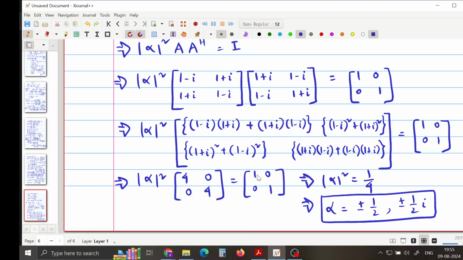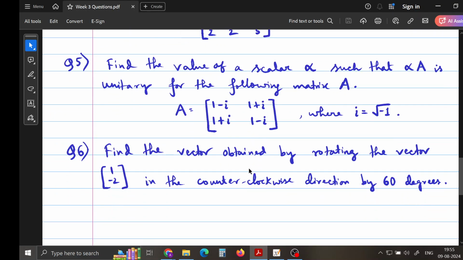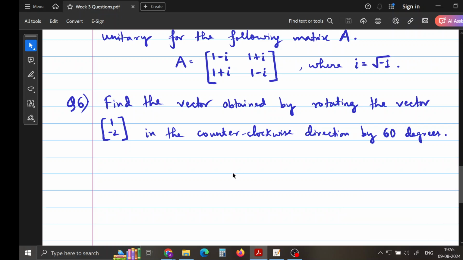So for the last problem for today, we have to find the vector. We are looking at question number 6. We have to find the vector obtained by rotating the vector 1 minus 2 in the counterclockwise direction by 60 degrees. So clearly this is a problem based on the application of rotation matrix.